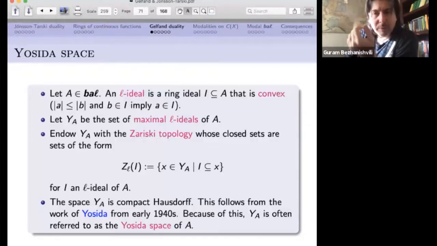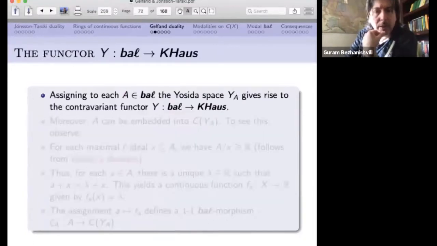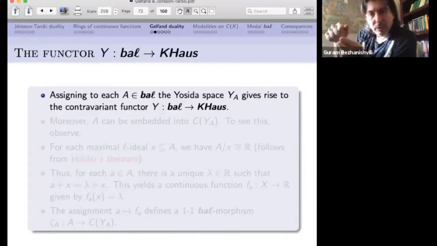This is also sometimes known as the hull-kernel topology. These are all different names of the same thing. And so now we have this functor that associates with each bounded Archimedean L algebra the compact Hausdorff space of maximal L ideals. And now we have two contravariant functors, and we want to understand how they act.